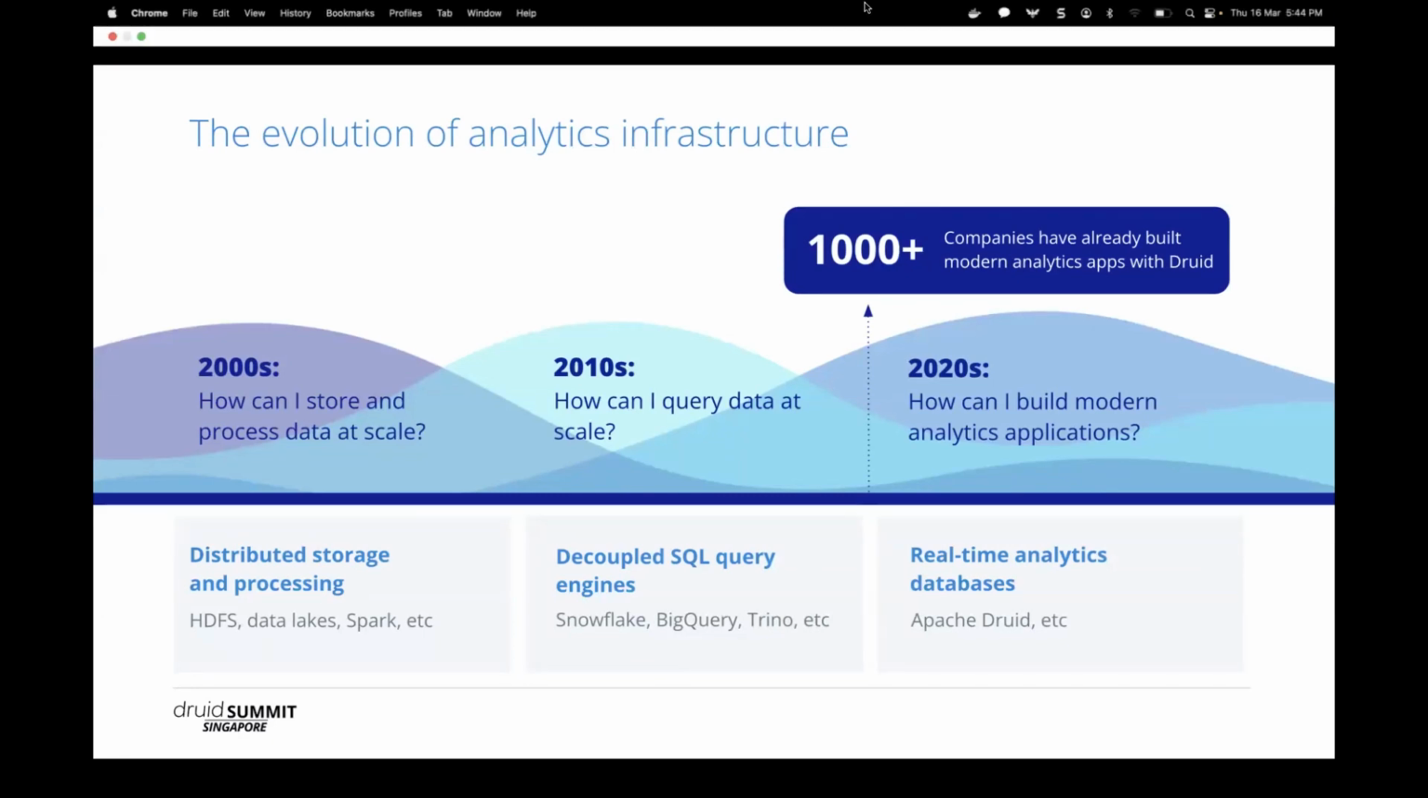So if you think of the story of analytics, in the 2000s, the whole notion was how can I store and process data at scale? That was when you had your HDFS, data lakes, Spark, etc. In the 2010s, with the cloud data warehouses, the whole focus was on how to decouple compute and storage, because that obviously reduced the cost of doing analytics. But the current focus is on building an analytic application.